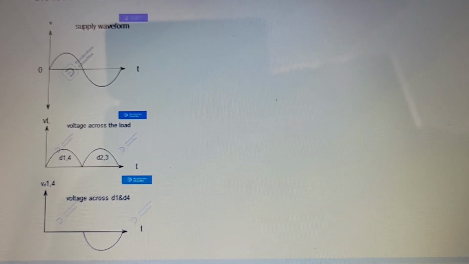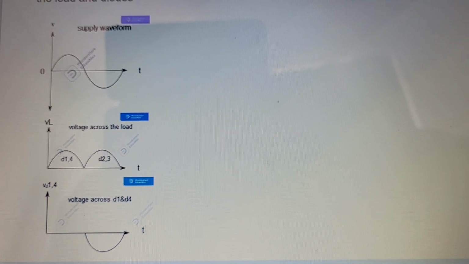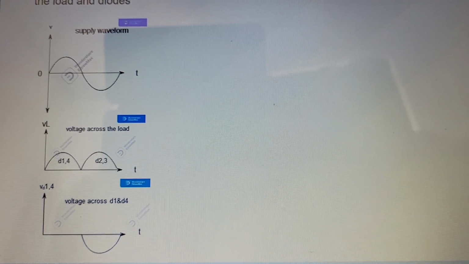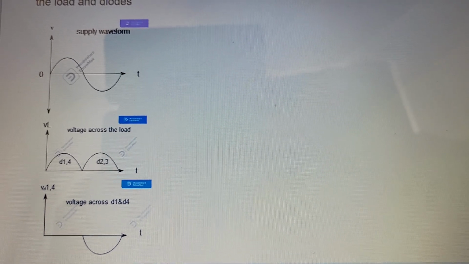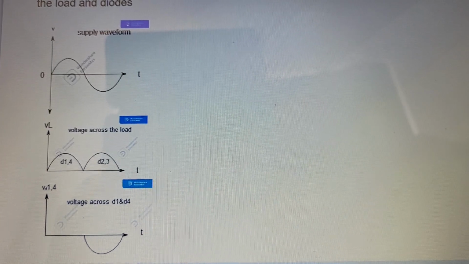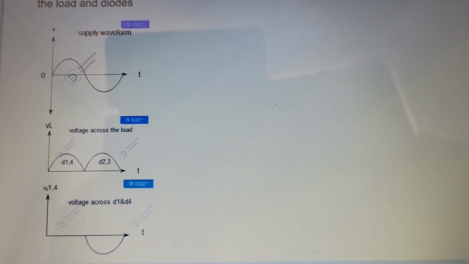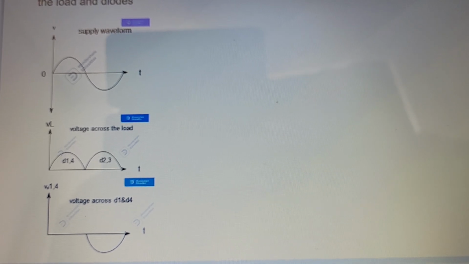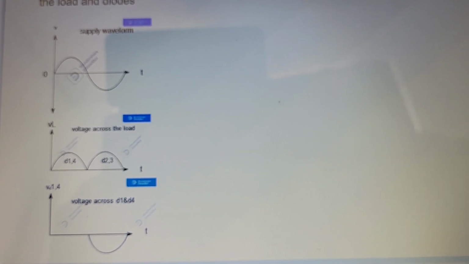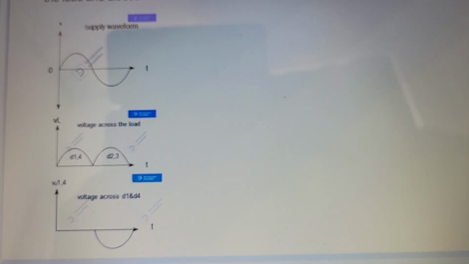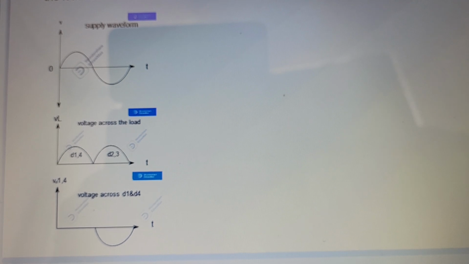That's why you see it shows that the load is going to receive power. During the negative alternance, you find D2 and D3 are conducting. So it means that the load will be receiving power all through, because it's not a half-wave rectification. If it was a half-wave rectification, within the negative alternance, the load is not going to see power. So that is the diagram for the voltage across the load.